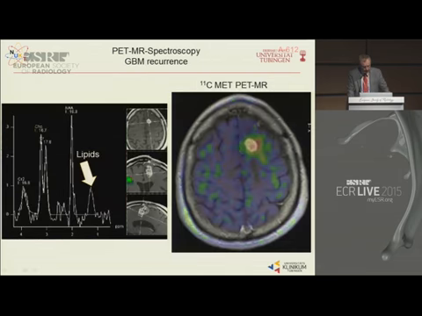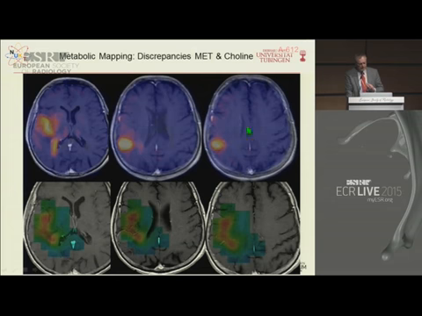You can also look at necrosis with MRS, which is characterized by an enhanced lipid peak in spectroscopy, and in this case you also have very similar findings between the FET uptake and the lipid peak. But in some cases, you have very high discrepancies, which are not understood, between these two markers of metabolic mapping. One would suspect that this comes up in a similar fashion, but this is, for instance, in this patient, clearly not the case.